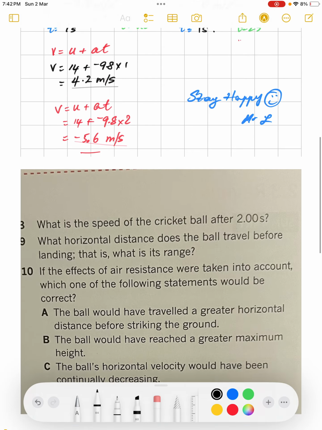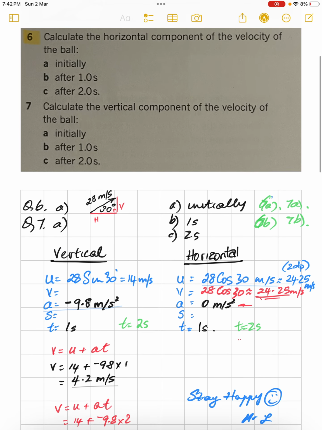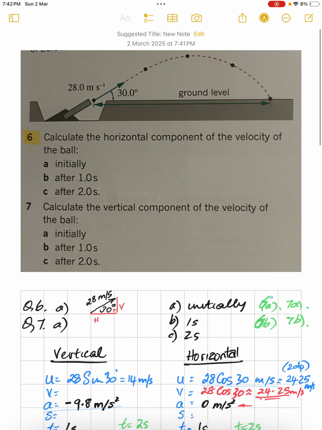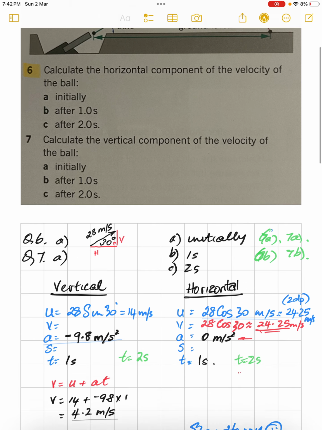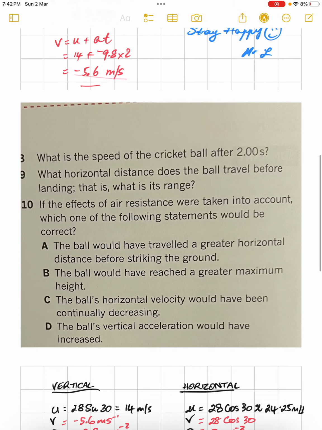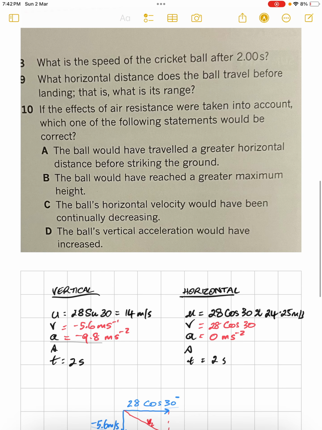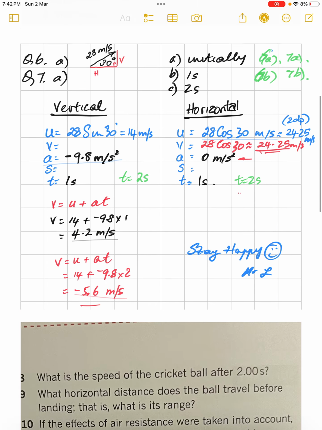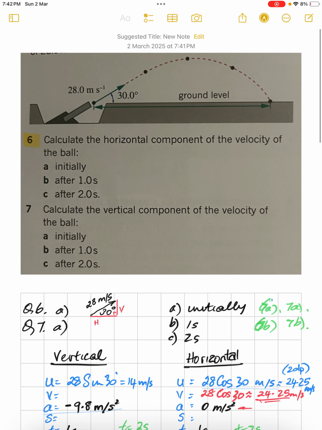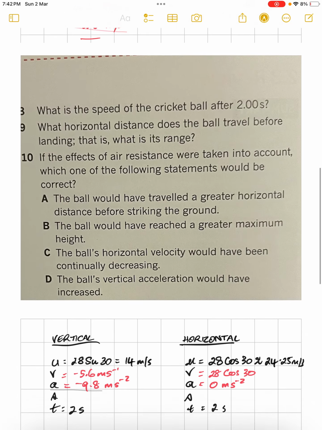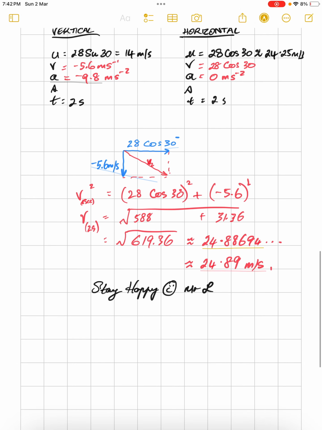Previously we looked at a question to do with launching a cricket ball. The cricket ball is launched at 30 degrees above the ground at a speed of 28 meters per second. So we're going to be looking at question 9. What horizontal distance does the ball travel before landing? That is, what is its range? Because it's at ground level, we will imagine that its displacement is back to 0.